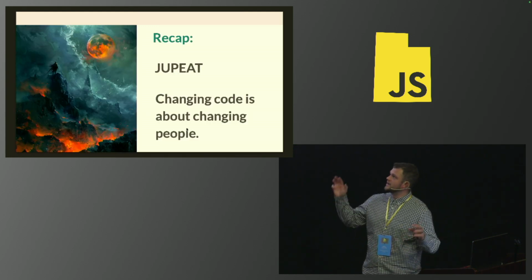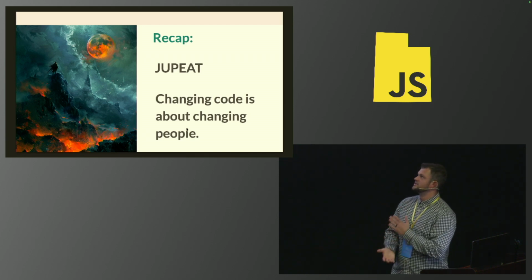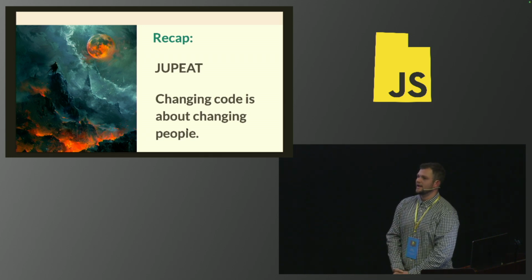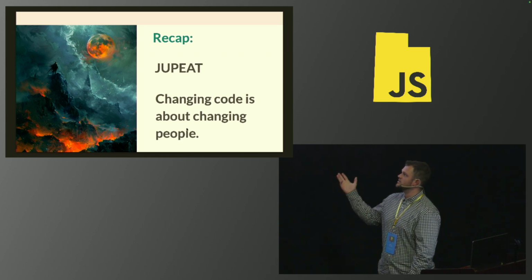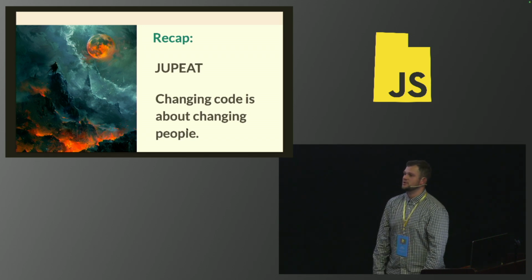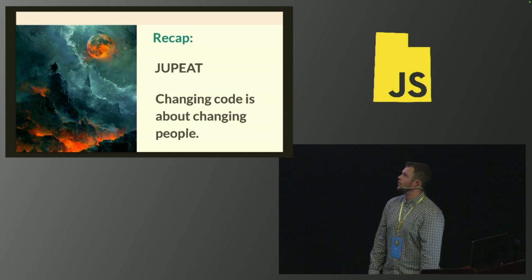So, in recap, right? Justify, understand, plan, execute, analyze, track, and these are tools, right? Changing code is about changing people. This is a human-centric process, and code is an output of the people that you work with.